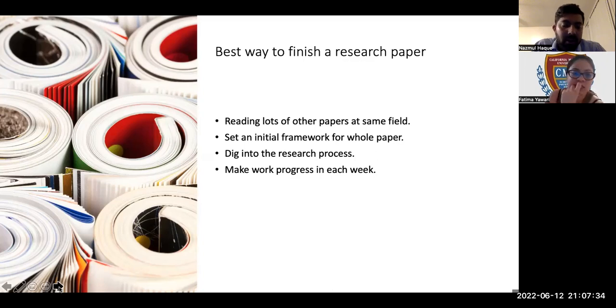So you need a plan for the day-to-day and week-to-week work that you are trying to do, to dig into the research process. This also helps to get accurate research results and make proper progress each week, as we have the initial framework to follow with this process. It's really important. So in my sense, those are the best ways to finish a research paper.